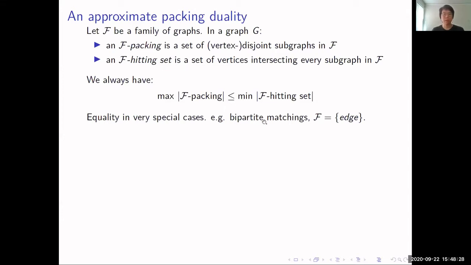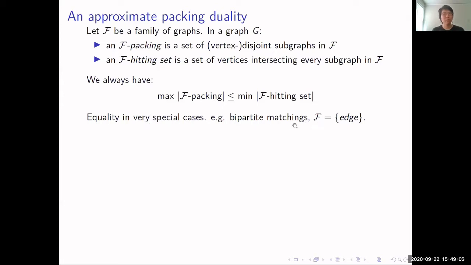So for example, bipartite matchings. If your family F is just the family of a single edge, then a packing of edges is just a matching. And there's a classical theorem of Koenig that the maximum size of a matching in a bipartite graph is equal to the minimum size of a vertex cover, is the standard term. But in our terminology, it's an edge hitting set. There's a lot of beautiful theory around determining when this is satisfied with equality and so on. But these are in very special cases.